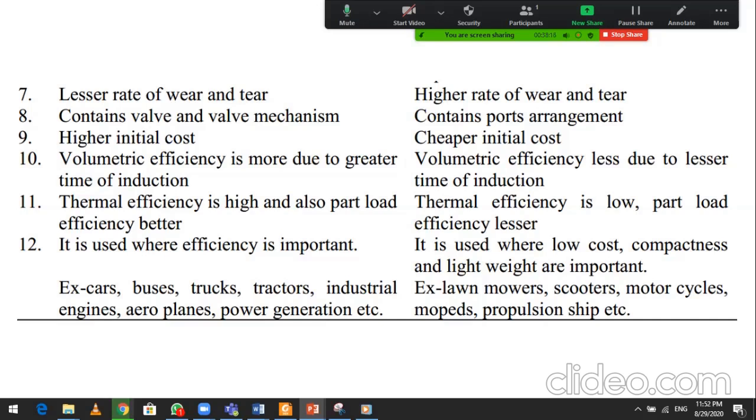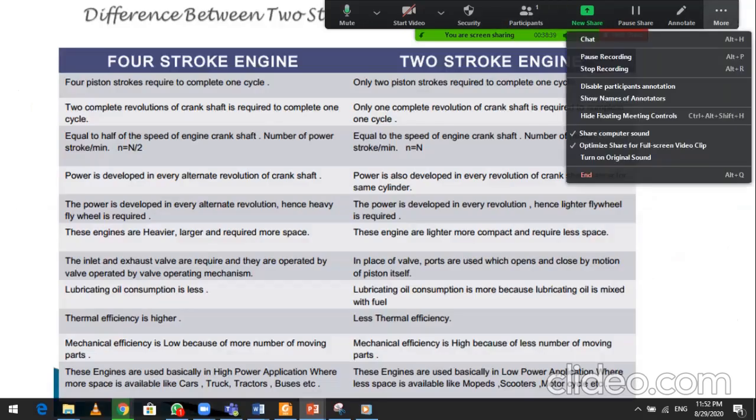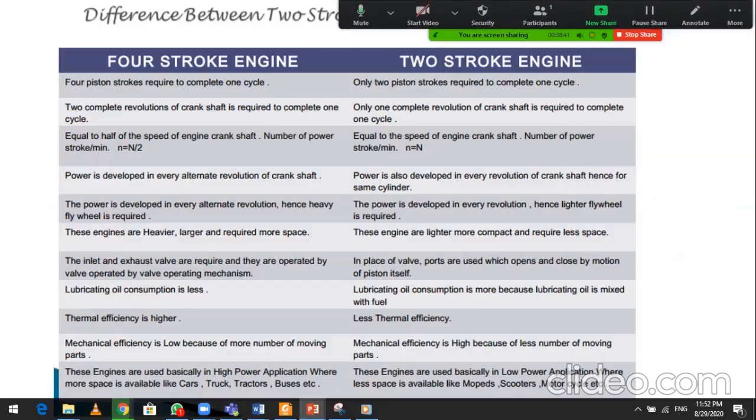For example, where efficiency is important: buses, trucks, tractors, industrial engines, aeroplanes, power generation. And where low weight or low cost is important: lawn mowers, scooters, motorcycles, mopeds, ship propulsion. So here are a few more differences between the 4-stroke engine and the 2-stroke engine.